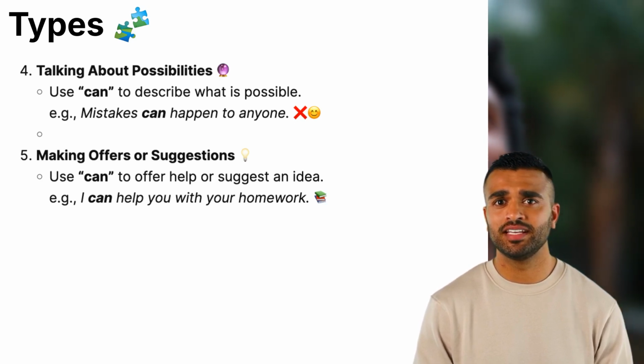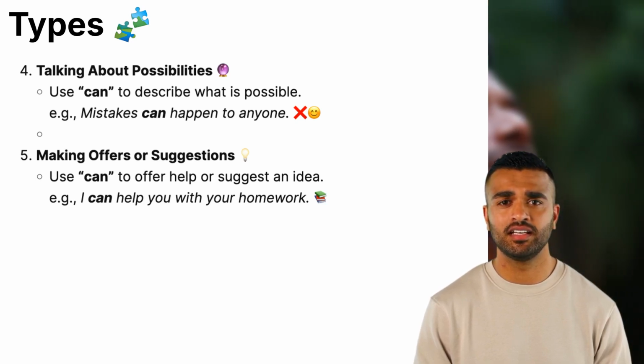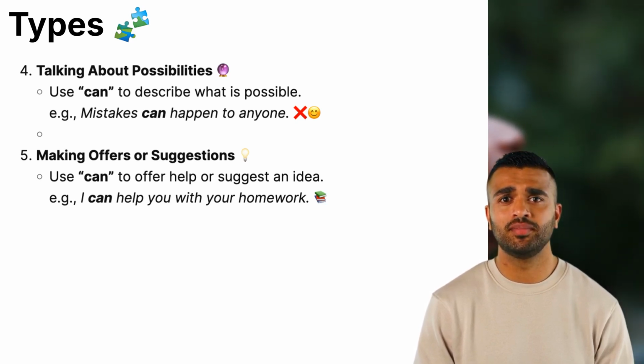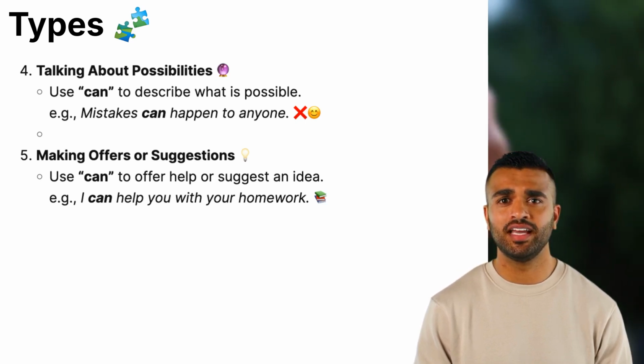4. Talking about possibilities. Use can to describe something that is possible or likely to happen. Example: mistakes can happen to anyone. This means it is possible for anyone to make a mistake. More examples. It can get very cold in the winter. This road can be dangerous at night. If you want to talk about something that could happen, use can.